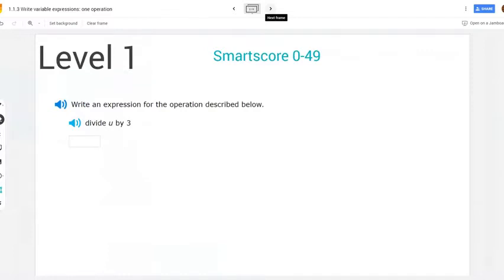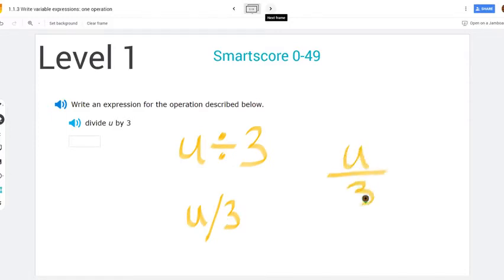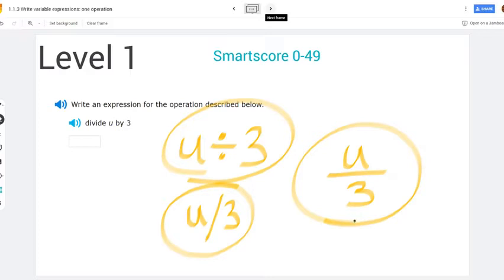Another level 1 problem. Divide u by 3. Another good one to go over because with division, the order makes a difference. So this one, the way we're writing it, we can write it in this order. u is going to be divided by 3. There's a couple different ways you could write it. I'm not sure if IXL lets you type it that way, or you could just write u slash 3, u divided by 3, or even u over 3 like a fraction. Any of those are acceptable for u divided by 3.